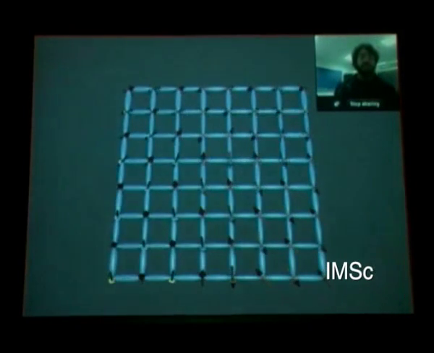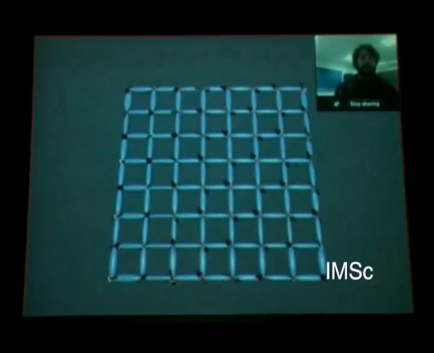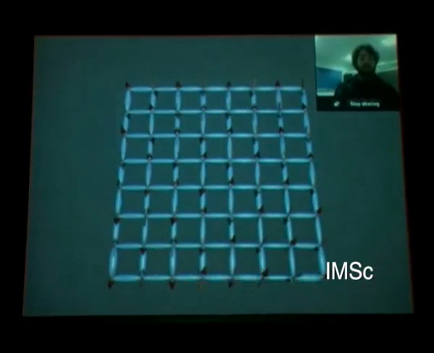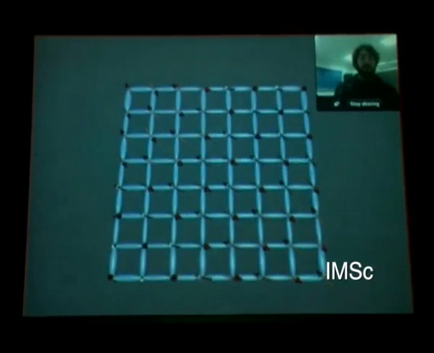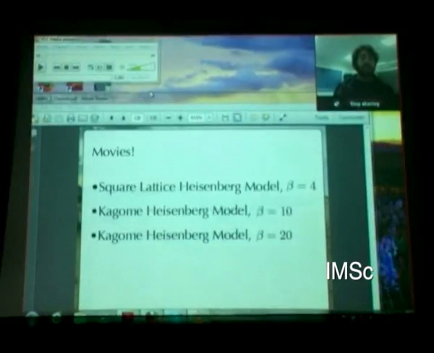So these show sequences that are generated for the square lattice Heisenberg model in 2D. You see the Néel state, all the spins are anti-aligned with their neighbor, but there's significant thermal fluctuations. This is J equals 1, beta here is 10. The blue bars are showing the expectation value of S dot S. You can see that this is already quite low.